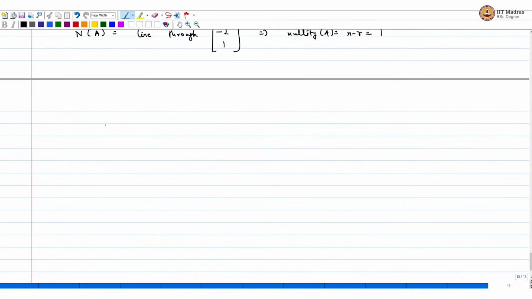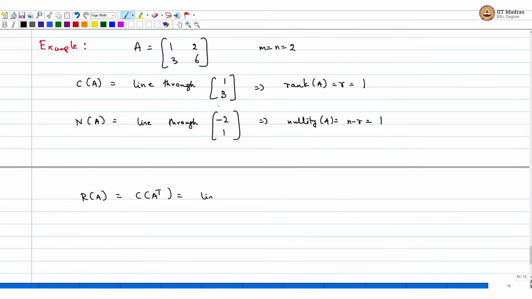Now for the same matrix, what is the row space? It is equal to the column space of A transpose, and this you can see, just go up a little. Again, it doesn't change much. It's a one-dimensional quantity. It's the line through 1, 2. Again, the dimension of the row space of A equals R equals 1.